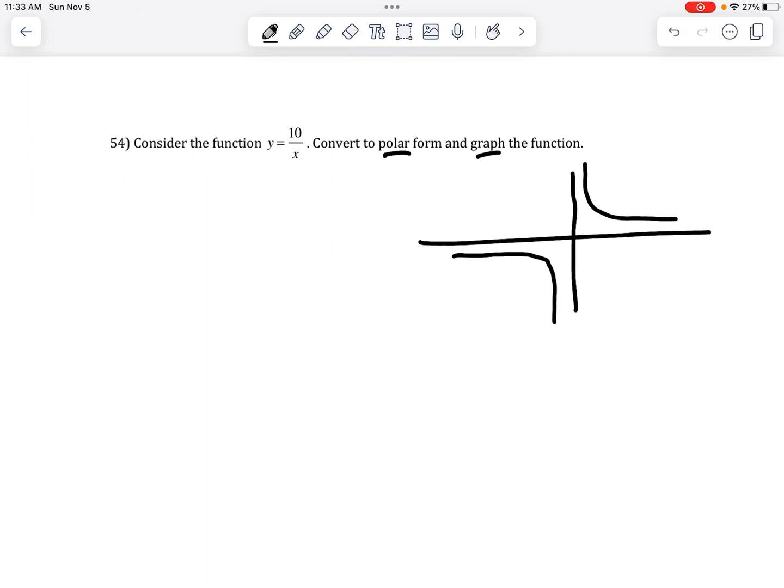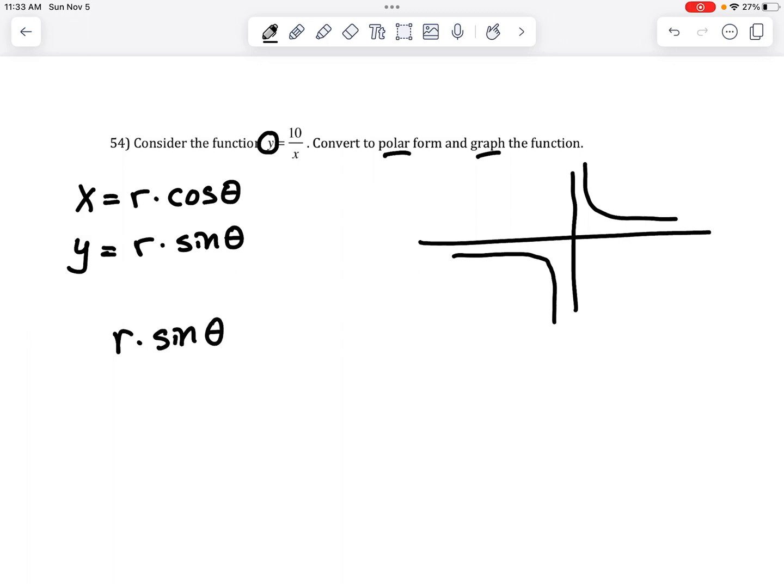Okay, so to convert it, we can use things like x is equal to r times cosine of theta, and y is equal to r times sine of theta. The way that I remember those two is that they're in alphabetical order, x and then y, cosine and then sine. And I can just make a direct substitution. Just replace the y with r sine of theta. On the right side, replace the x with r cosine of theta.